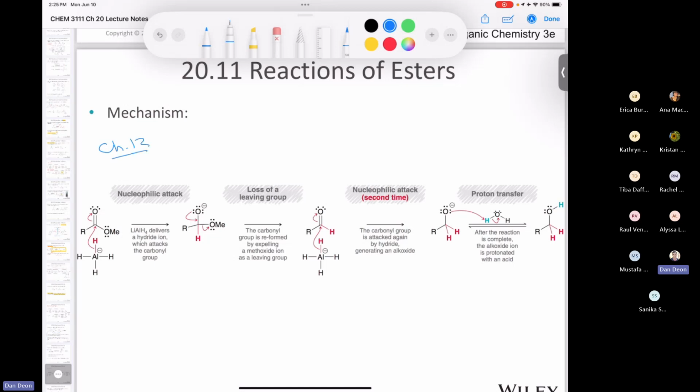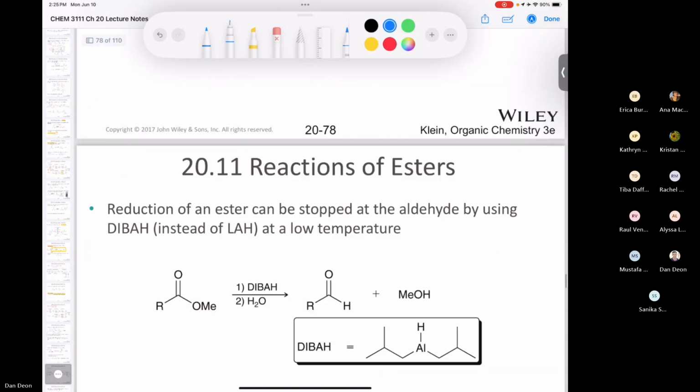So this is review. The first step was a nucleophilic attack by our hydride. We form an aldehyde along the way. And what happens when you take an aldehyde and you put it in the presence of lithium aluminum hydride? It's going to reduce it all the way down to your primary alcohol. So you start with an ester and you end up with your primary alcohol. And of course, in this case, you'd also end up with your methanol as well.